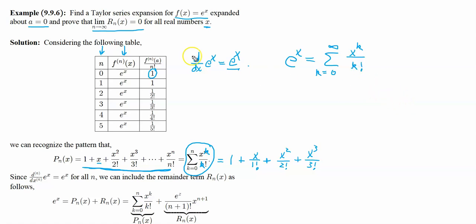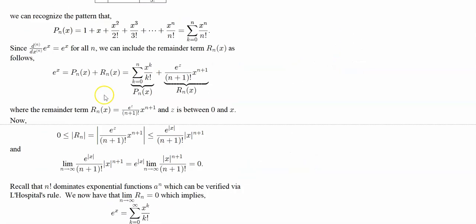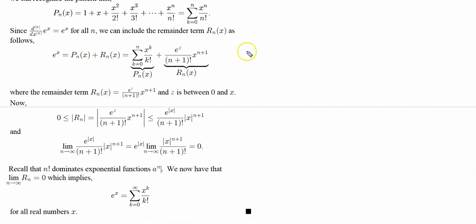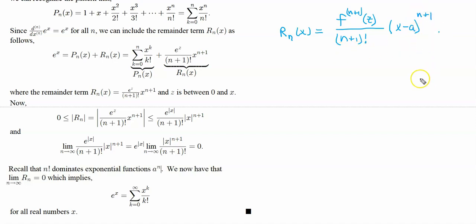Okay, so if we can show that this holds, then this statement will have been justified. So let's take a look at that remainder term. Well, now let's just write out the statement of that remainder term. Remember from Taylor's theorem, okay, so remember that's our remainder term from Taylor's theorem.